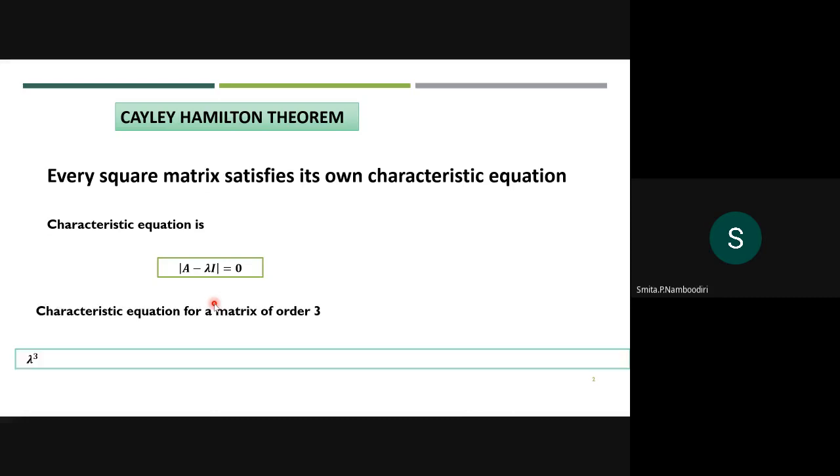But for a 3 by 3 matrix, it can be got from this formula: lambda cube minus sum of the diagonal elements of A into lambda square plus sum of the minors of the diagonal elements of A into lambda minus determinant of A equal to 0. In general, the characteristic equation is got by this equation, but if you are given a matrix of order 3, that is 3 rows and 3 columns, then we can calculate by using this formula.